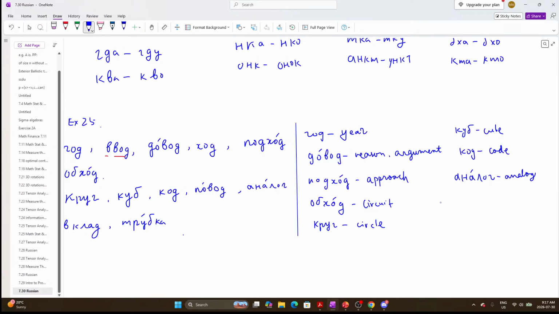Вклад is contribution. Вклад is contribution. Трубка. Трубка is tube.